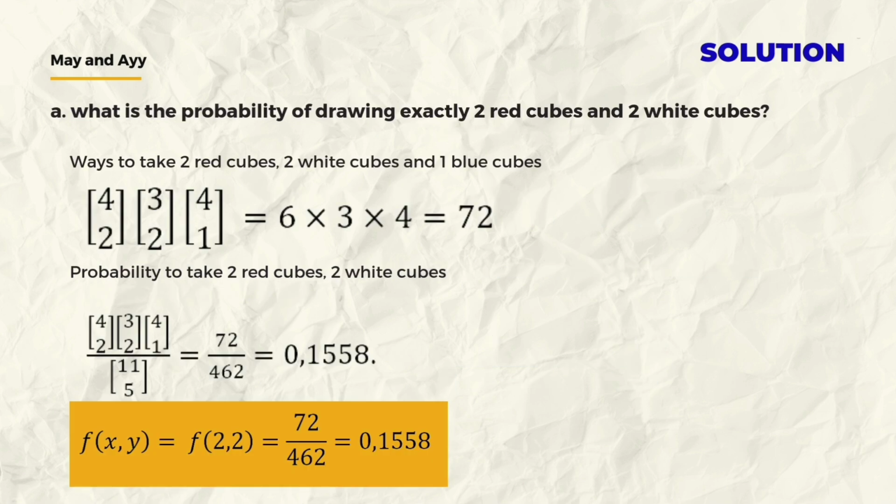Since it is a joint probability, that means the events occur simultaneously. So we need to find the product of conditions 1, 2, and 3 before. The first is combination 2 out of 4 red cubes times combination 2 out of 3 white cubes times combination 1 out of 4 blue cubes. The result is 72.